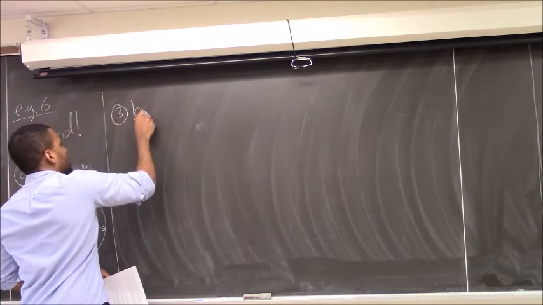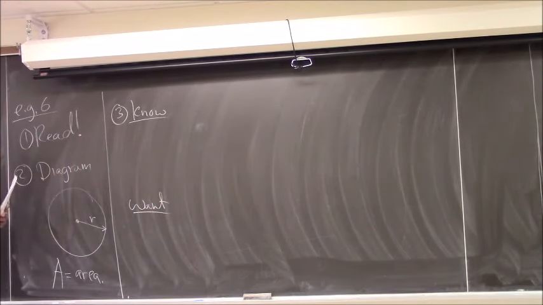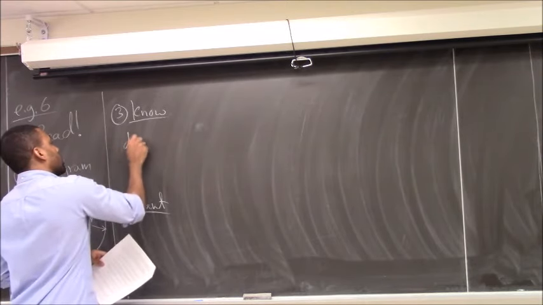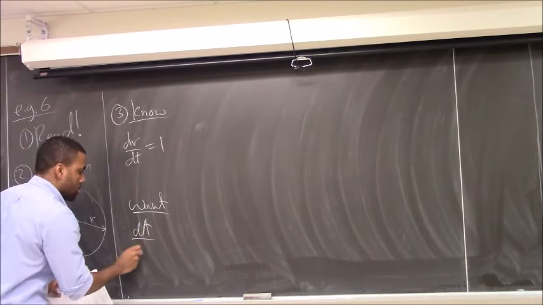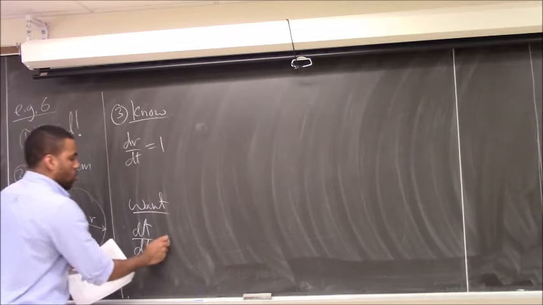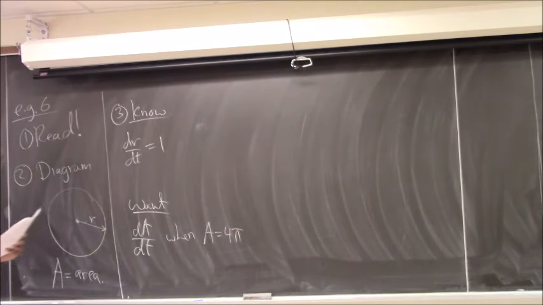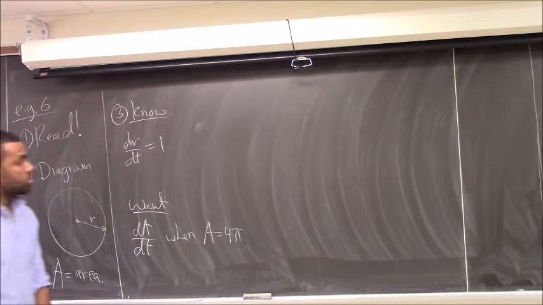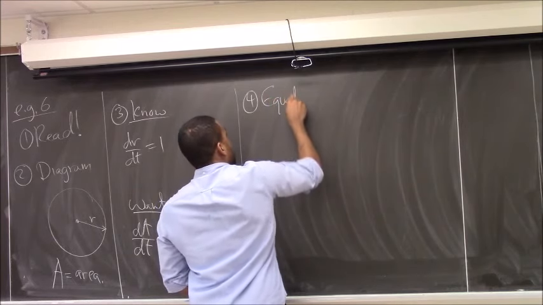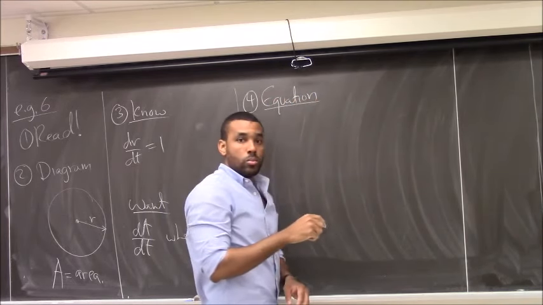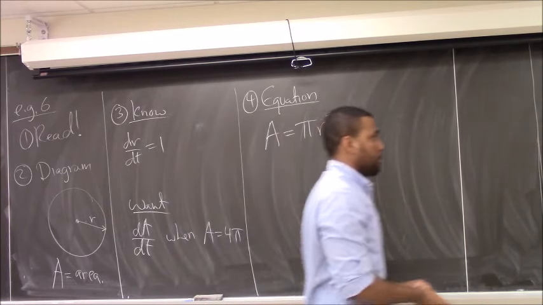Step 3, write down what we know and what we want. So now the radius is increasing at a rate of 1. And we want the rate of change of area when the area is 4 pi. So step 4, we're going to figure out our equation. What is it here? Here the circle, A equals pi r squared.